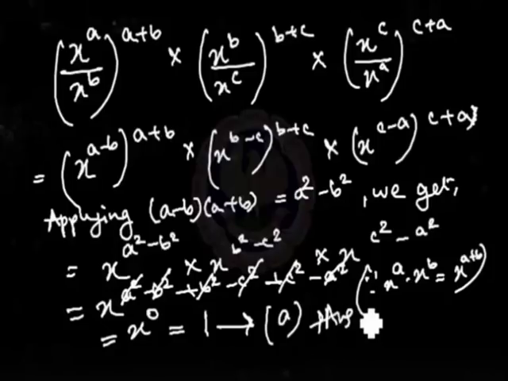Right? So just remember, the very basic formula x^a into x^b is equal to x^(a+b) is used a lot of times, and x^a by x^b is x^(a-b). Right? We did it and the answer comes as 1.